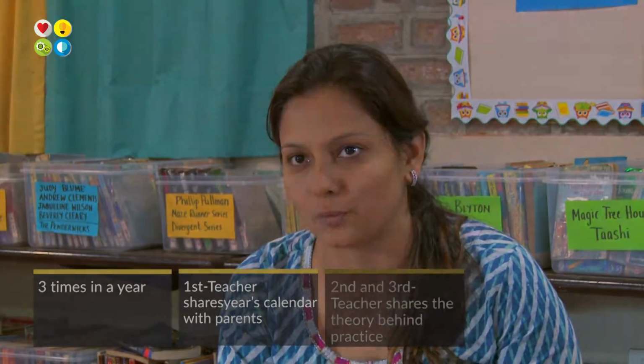Teacher-led MLV happens 3 times in a year. Once in the beginning, where the teacher maps out the year for the parents and shares the happenings with them. The second and the third in the middle of term 1 and term 2, where she shares the theories behind the processes that we follow.